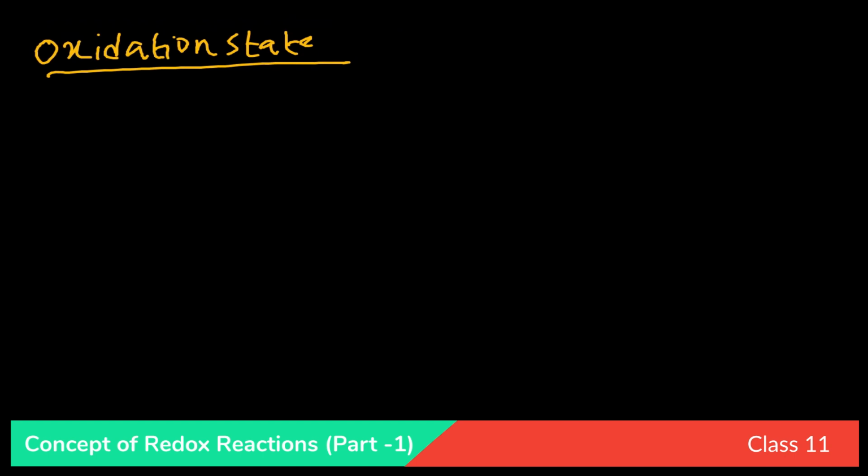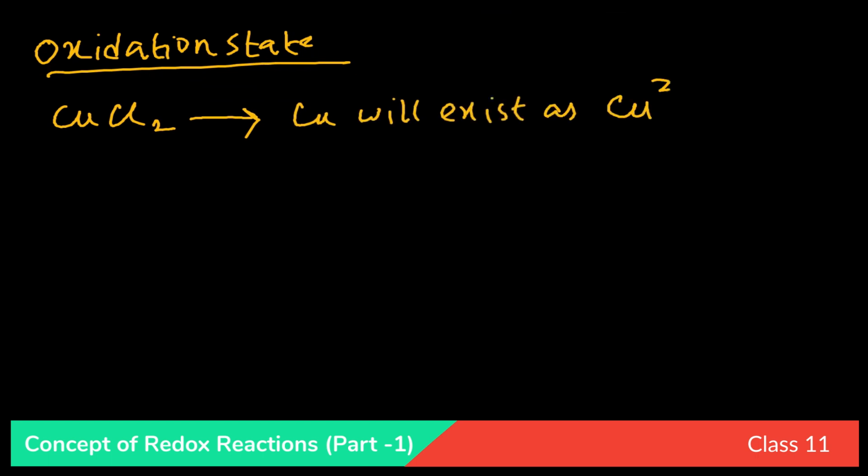Suppose I'm taking an example, CuCl2, cupric chloride. In this compound, Cu, that is copper, will exist as Cu2+. So I can say that the oxidation state of copper in CuCl2 is Cu2+.